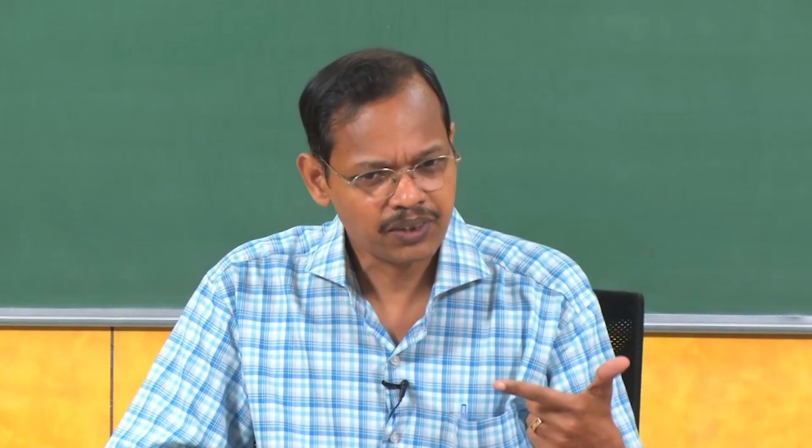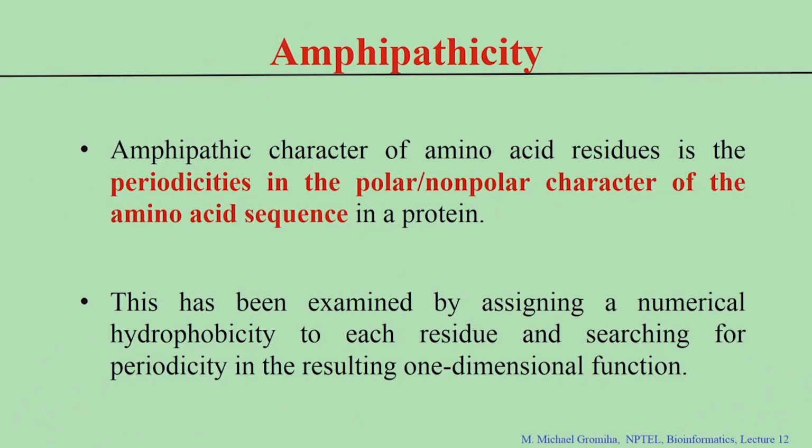Another behavior related to hydrophobicity is called amphipathic character. What is the meaning of amphipathic? Both charge. Amphi means 2, so either this is high or low. This gives you information regarding the periodicities of the polar and non-polar characteristics of the sequence. How to get that? You have the numerical hydrophobicity values, you assign the values, and then see whether there is any periodicity in the one dimensional plot.